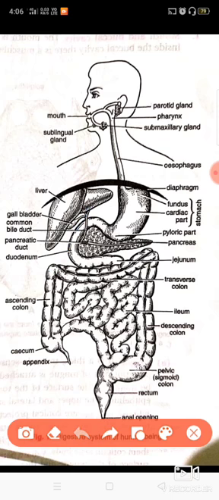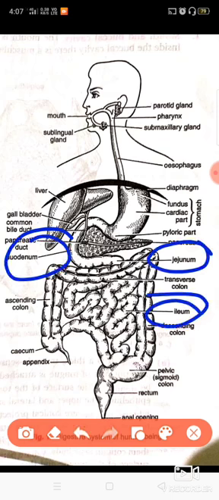Okay, then the next part is jejunum. This second part of the small intestine is known as jejunum. When the food is passing through these parts, in different parts of the small intestine, that is jejunum and ileum, these are two other parts of the small intestine. First is duodenum, second one is jejunum, third one is ileum.